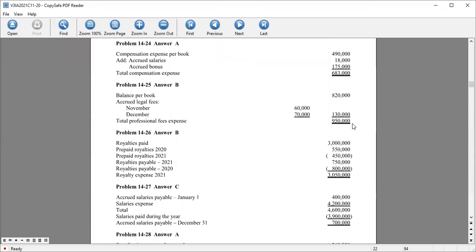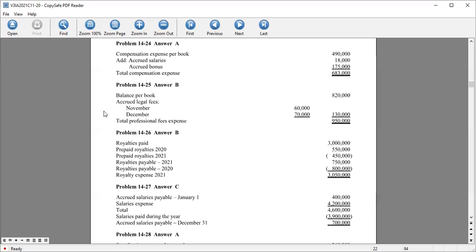Then followed by problem 25. The company reported that the professional fees expense account had a balance of 820,000 on December 31, 2021, before considering year-end adjustments relating to the following. So we have now the balance per book of 820,000, then accrued legal fees for November and December totaling 130,000. So the total professional fees expense is 950,000, which is letter B.